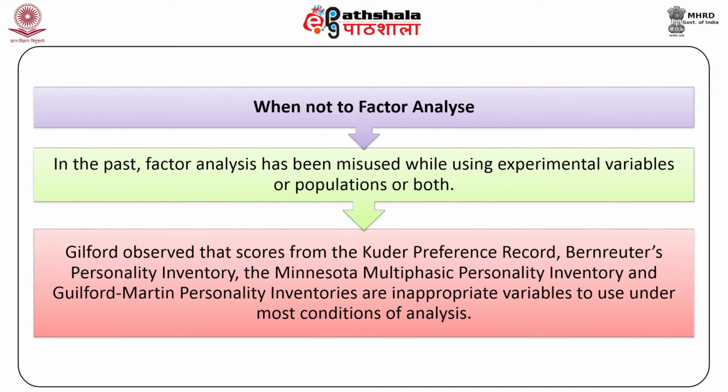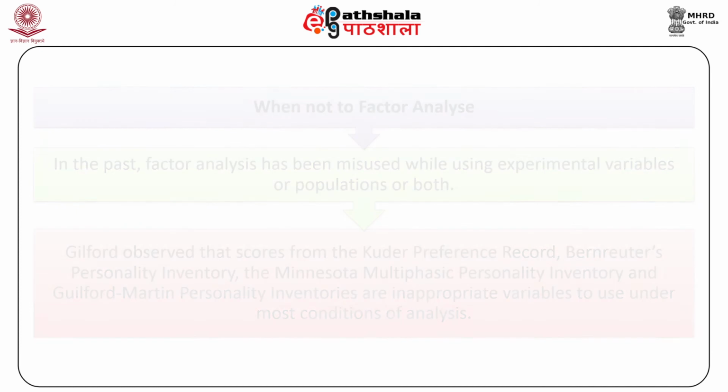Guilford observed that scores from the Tudor preference record, Bernreuter's personality inventory, the Minnesota Multiphasic Personality Inventory, and Guilford-Martin personality inventories are inappropriate variables to use under most conditions of analysis.